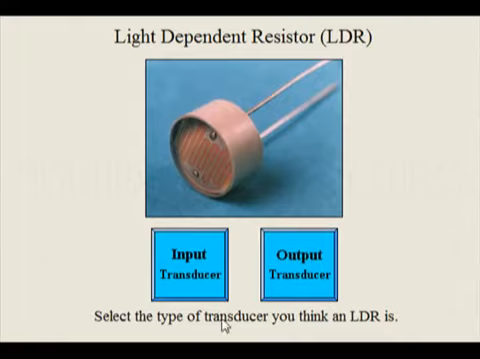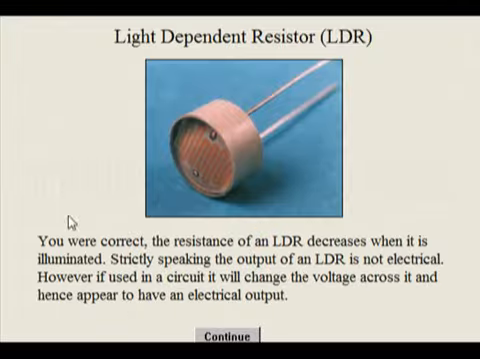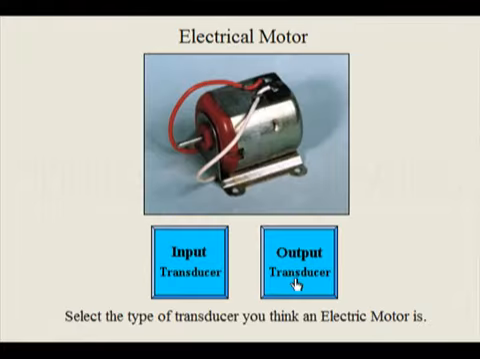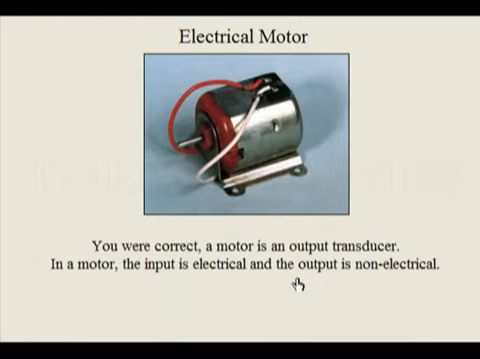Light-dependent resistor, LDR. Select the type of transducer you think an LDR is. You were correct. The resistance of an LDR decreases when it is illuminated. Strictly speaking, the output of an LDR is not electrical. However, if used in a circuit, it will change the voltage across it, and hence appear to have an electrical output.